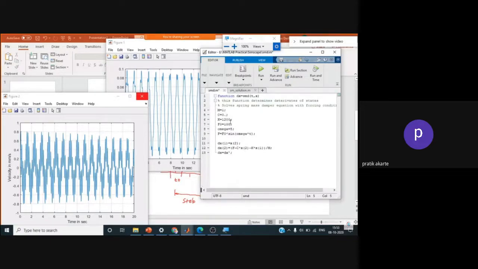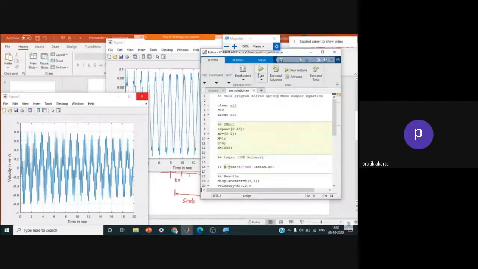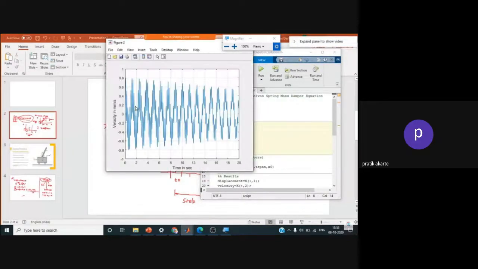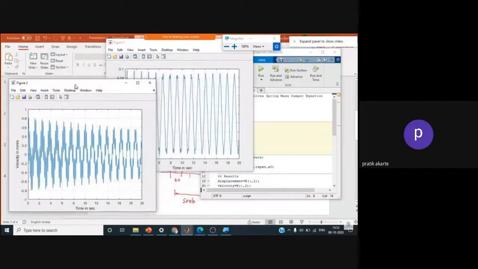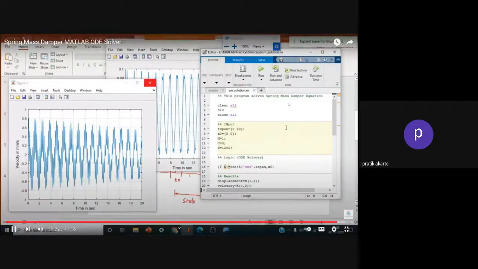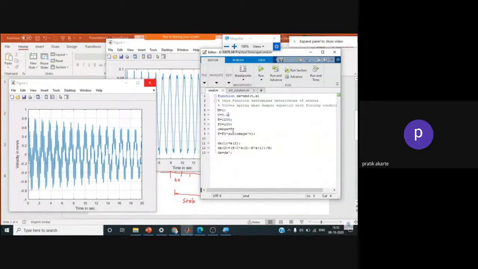Here I will provide only 0.1 or so. You can just look at how it behaves. This is going to happen. So this is the force. And what is meant by square root of k by m? It's the natural frequency.